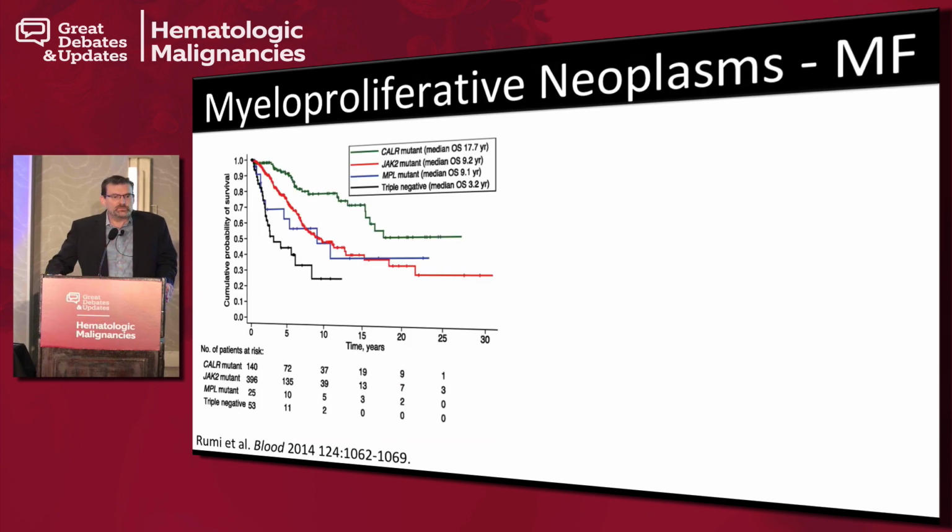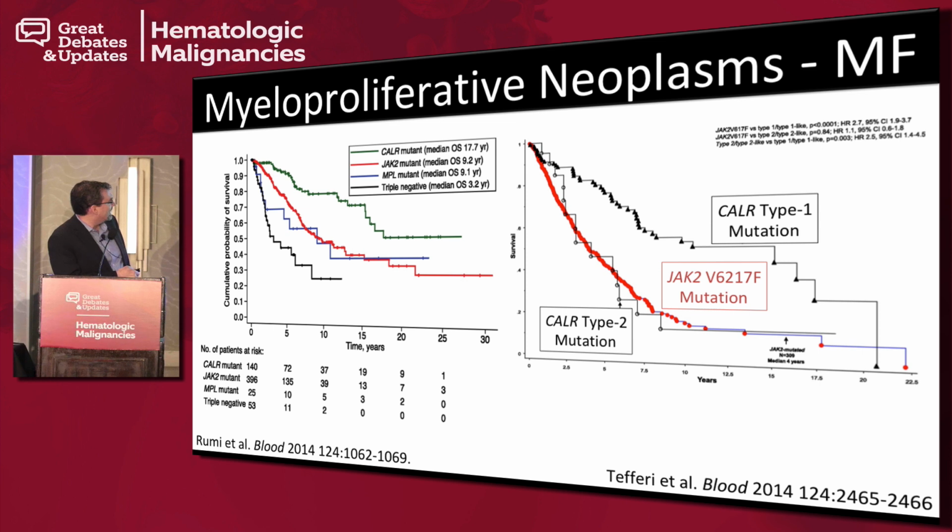So what else can we do with these mutations in myeloproliferative neoplasms? Well, it turns out, for example, if you look at things like myelofibrosis, they have very strong prognostic value. Here's a study from several years ago that looked at the relative importance of things like CALR mutations versus JAK2 mutations versus MPL mutations versus having no mutations whatsoever. And you can find that there are very strong differences in survival. You can even look at different kinds of CALR mutations that have strong differences in survival.